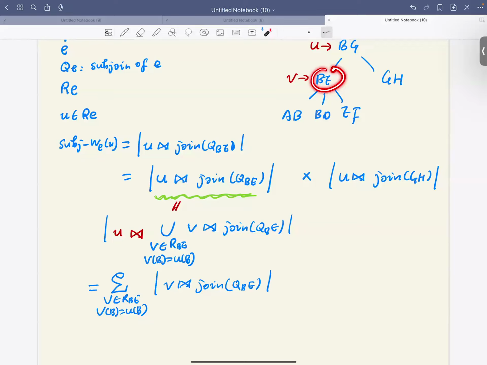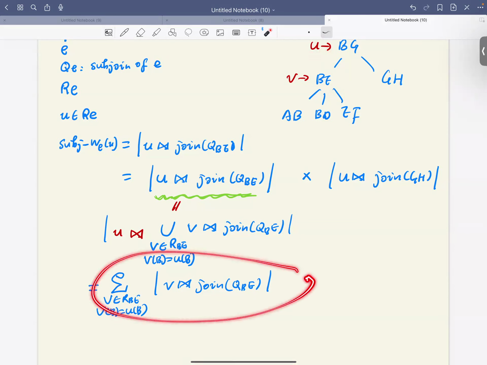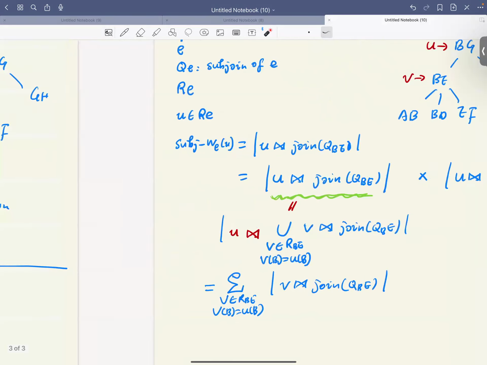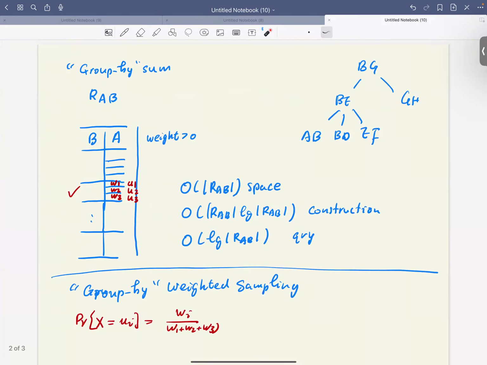So how would you be able to build a data structure right now to help yourself? Now, what do I mean by helping yourself? You have all the subjoin weights of the tuples in BE. Now you want to create a data structure so that when I give you a U from here, you are able to compute the sum in constant time. By constant time, I mean logarithmic time. Okay, are you able to do that? The answer is yes. Why? Because this is simply a group by sum problem. You see what I'm saying?